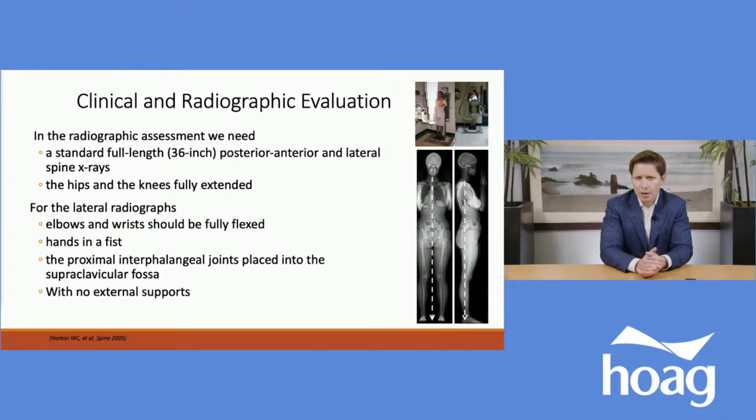Here we see that, and we are able to look at the patient in the coronal plane along with the sagittal plane. The hips and the knees are to be fully extended as much as the patient is able to perform. Elbows and wrists should be fully flexed. Hands should be placed ideally on the clavicles or across the chest. And there should be no external supports to help the patient stand upright.